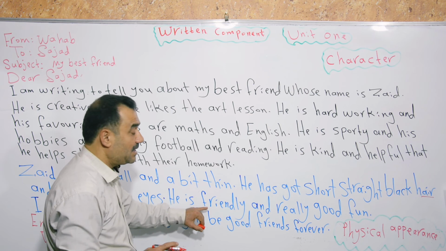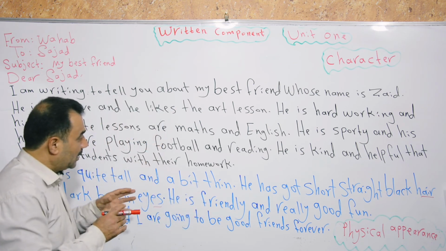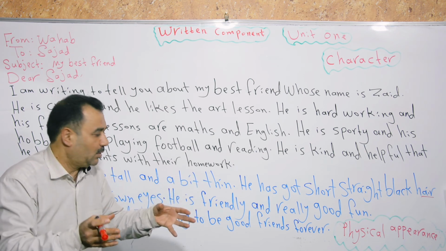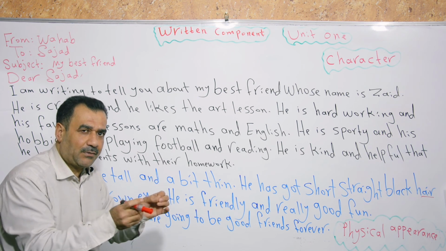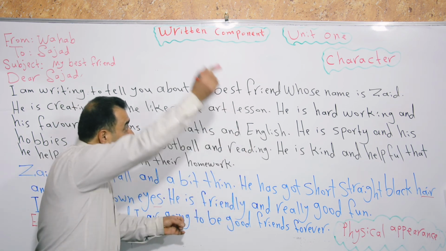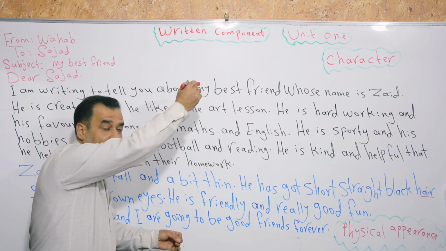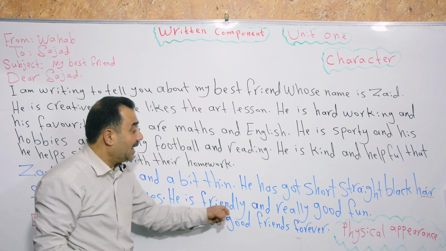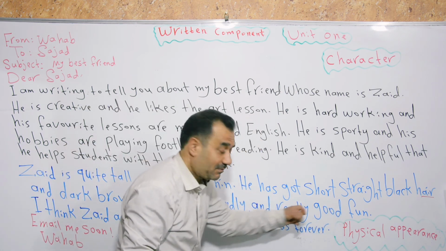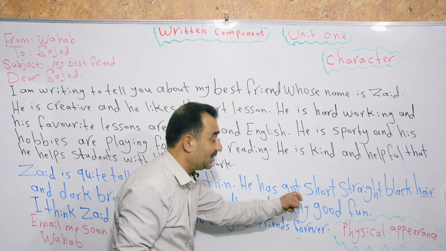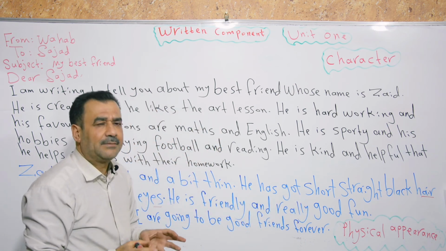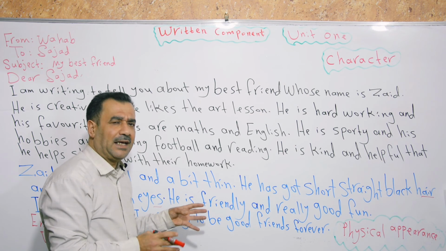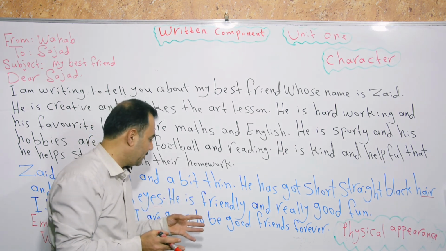Now, in order not to make the email open, what do you have to do? We have to close and to connect from the beginning of the email to describe my best friend. He is friendly and really good fun. I think we covered the most important adjectives that describe my best friend.